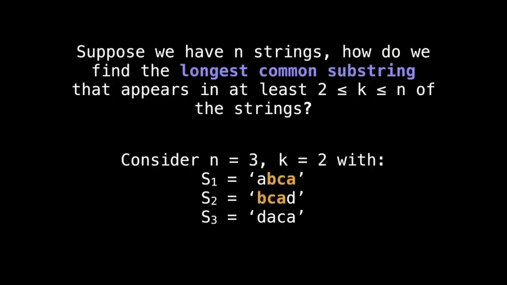As an example, consider the three strings s1, s2, and s3, with the value of k equal to 2. Meaning that we want a minimum of 2 strings from our pool of 3 strings to share the longest common substring between them. In this situation, the longest common substring is BCA, but note that the longest common substring is not required to be unique, because there can be multiple.